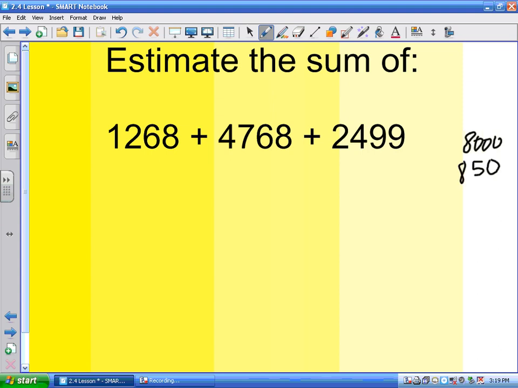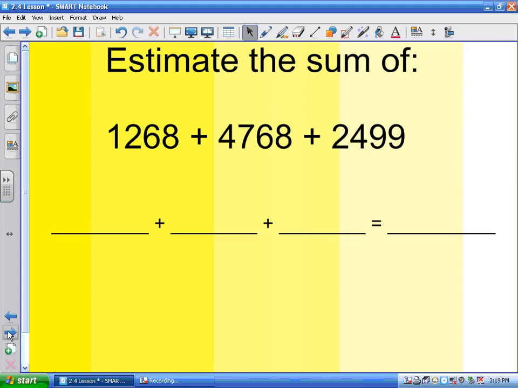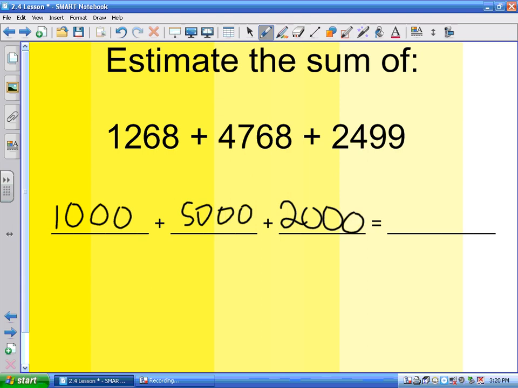Okay, let's go on this one and see what the next step is going to be. So what we're going to do is make some quick estimates. 1,268. What's the nearest thousand that's closest to you? Okay, 1,000. Tyra, what's the next one going to be? 5,000. What's the next one going to be, Thomas? 2,000. When you add all those numbers up, 1 and 5 and 2, you get 8,000. Okay, good job. Now, I want to talk about something.